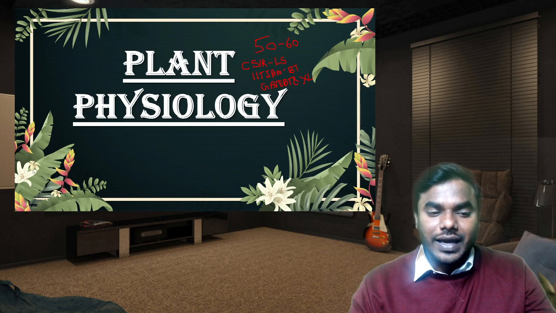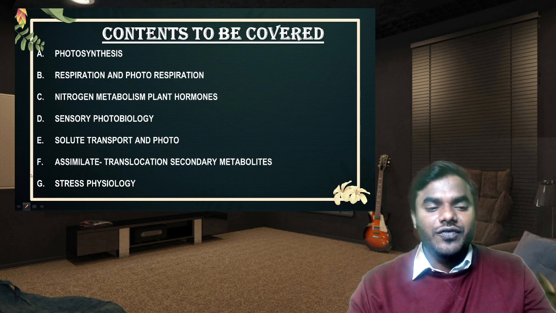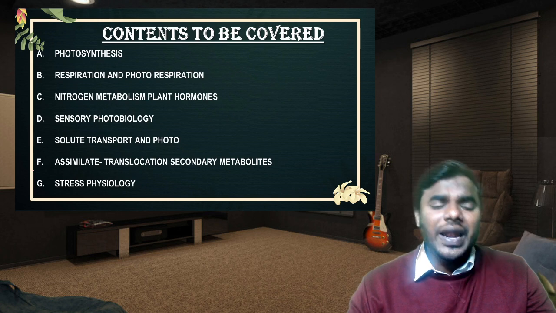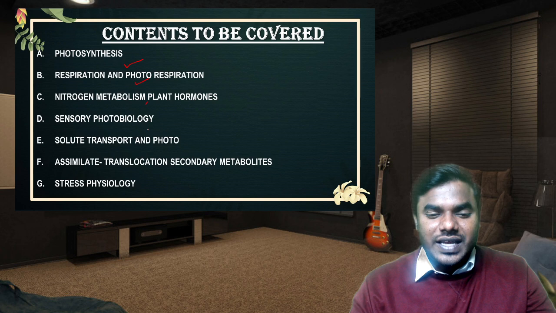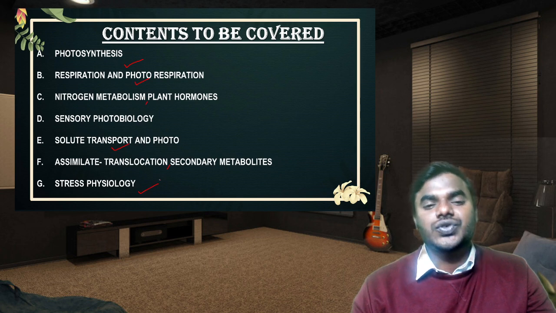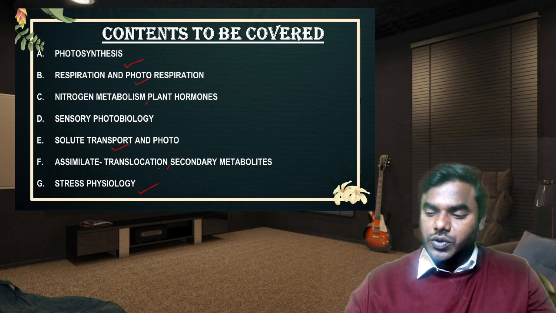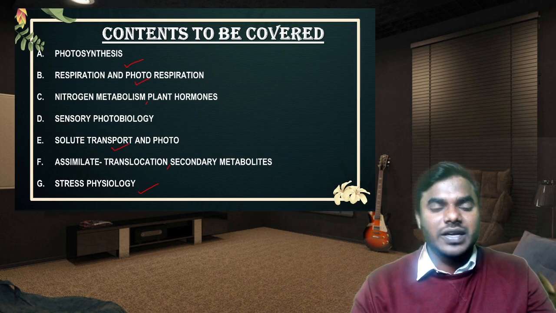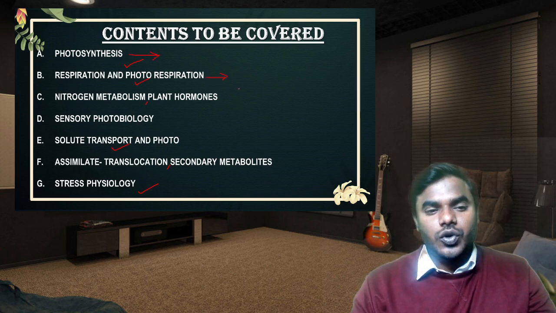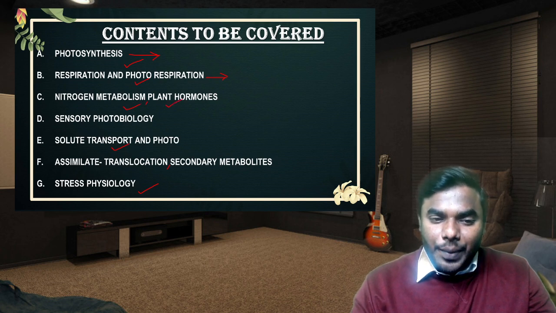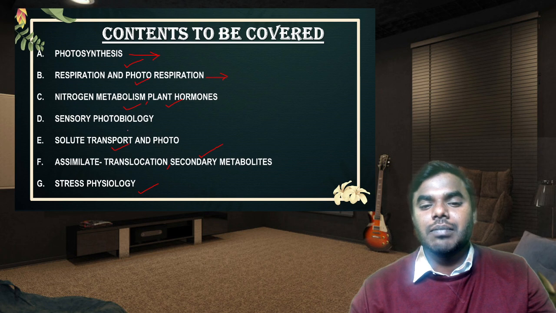All the classes will be held according to the schedule which I shared before. So what are the various topics that we have to cover in plant physiology? There are different topics: photosynthesis, respiration, photorespiration, nitrogen metabolism, plant hormones, sensory photobiology, solute transport and photoassimilate, secondary metabolites, followed by stress physiology. Friends, in this crash course I am going to cover the most important topics which will come in the exam for sure: photosynthesis, respiration and photorespiration, nitrogen metabolism, plant hormones, and then secondary metabolites.